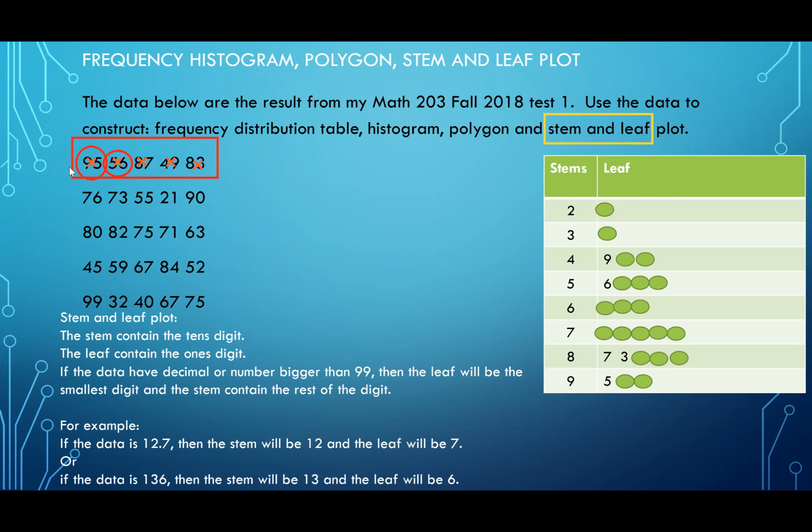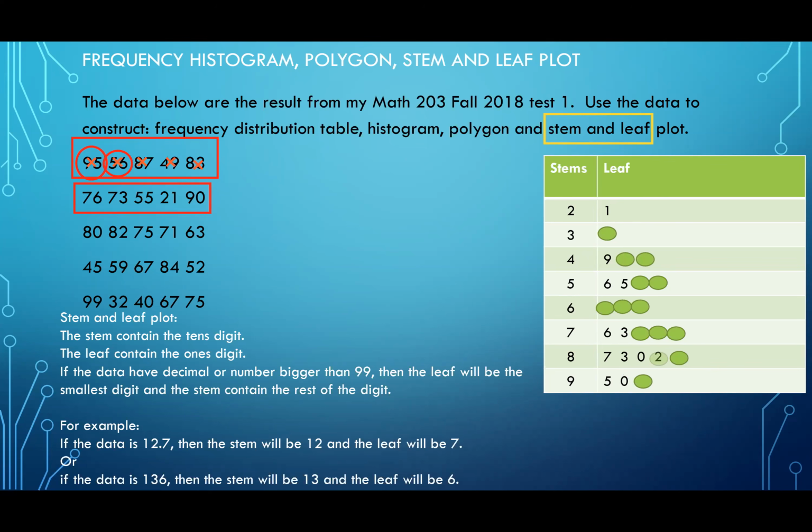We have 76, so we go to the 7, we write a 6. We have 73, we go to 7, we write a 3. 55, we go to the 5, we write a 5. 21, we go to the 2, we write a 1. And 90, we go to the 9 and we write a 0. So again, this next 5 numbers, those are where my numbers come in. I have a 21, a 49, a 55, a 73, a 90, right?